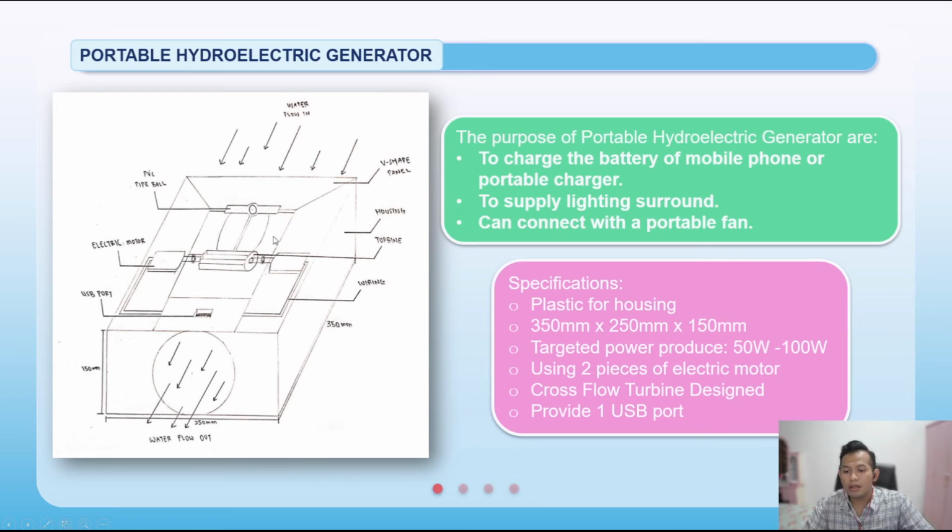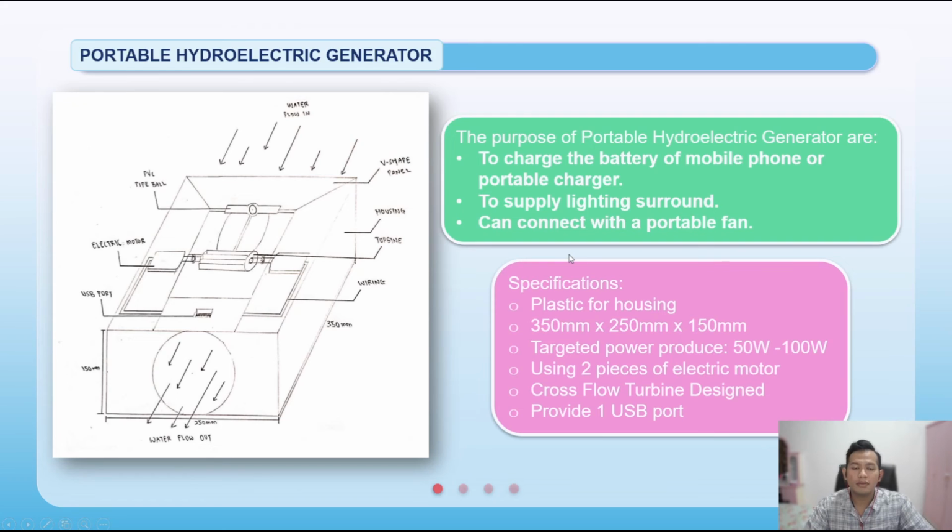When water flows in this area, the turbine will rotate and convert the energy into rotational energy for the electric motor. The electric motor will convert the rotational energy to electricity. The electricity is connected with the USB port. This USB port is to charge the battery of a mobile phone or portable charger, to supply lighting, and it can connect with a portable fan. So, the water will flow out through this circle panel.